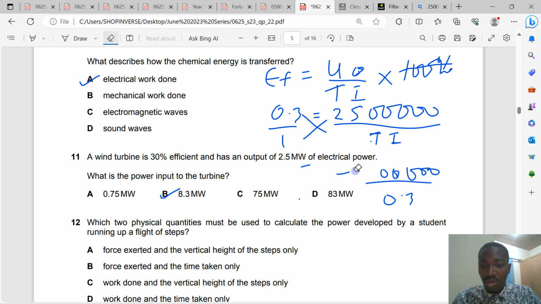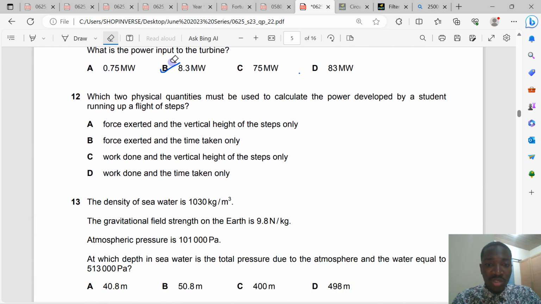Let me erase all of this so that you can see what you've done so far clearly. We go straight to question number 12. Which two physical quantities must be used to calculate the power developed by a student running up a flight of steps? How do we calculate power? What is the formula for power? Power is equal to work done divided by time taken, or you say power is equal to energy divided by time. So what you need is work divided by time, or energy and time.